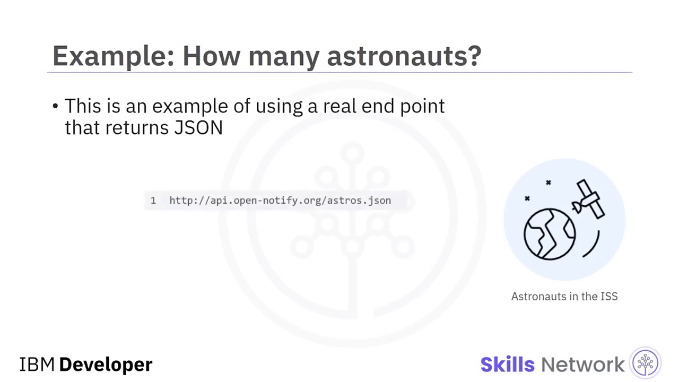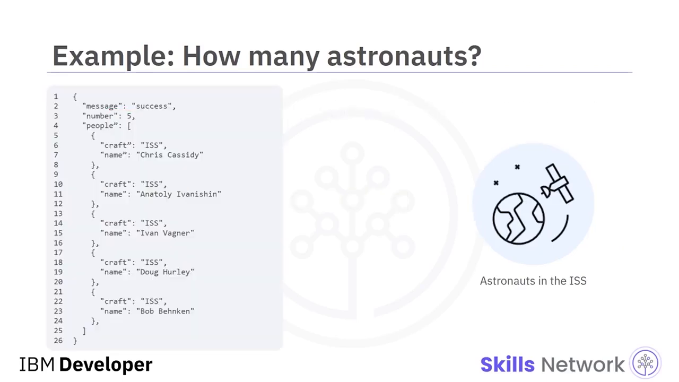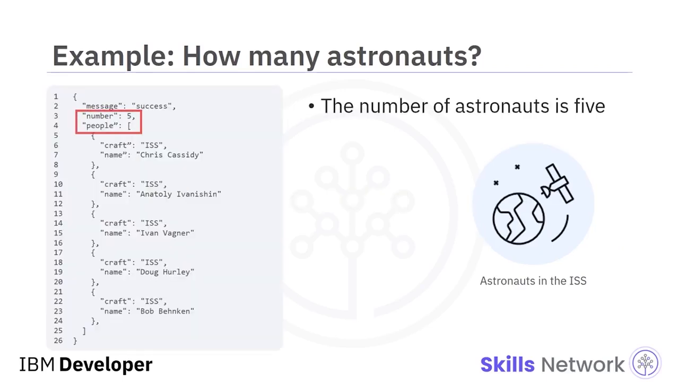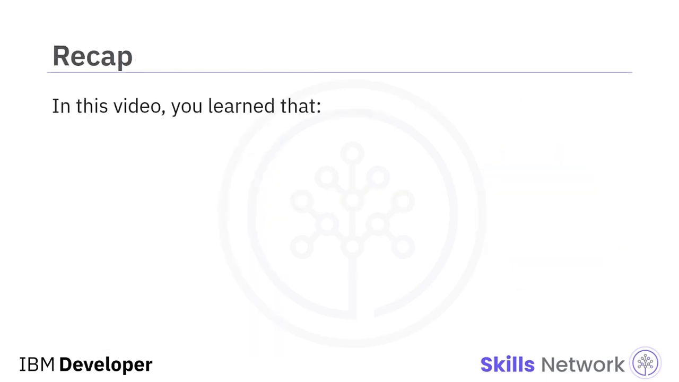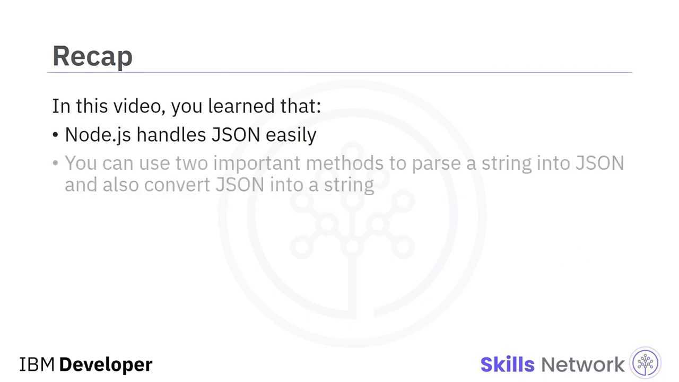You can use JSON to find out how many astronauts are in the International Space Station, or ISS. You have found that the number of astronauts is 5. In this video, you learned that Node.js handles JSON easily. And you can use two important methods to parse a string into JSON and also convert JSON into a string.